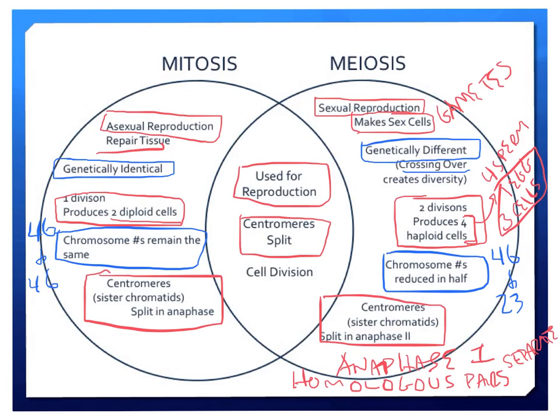Both are very important. Mitosis has very little diversity and genetic difference that comes out of it. Very important for asexual reproduction and growth. Meiosis is essential for sexual reproduction because it produces those gametes or sex cells that will end up merging in the process of fertilization.